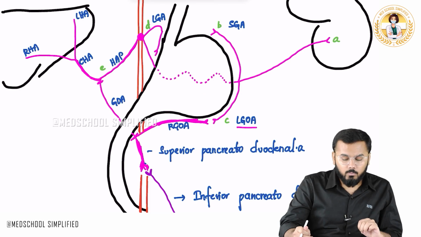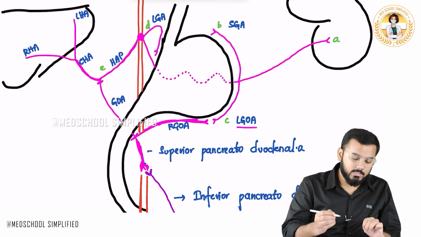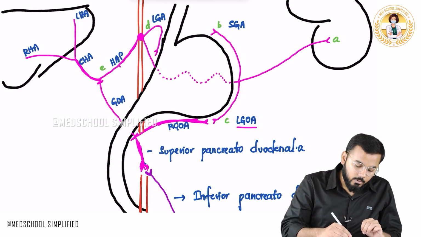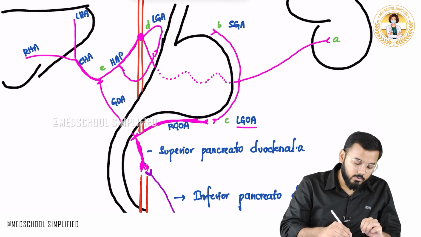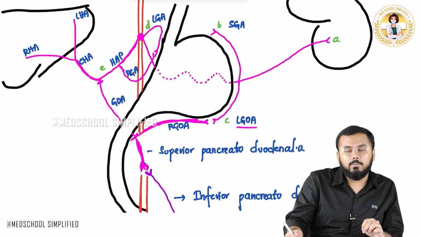Right. Here is one more important branch you have to observe. What is that? From this hepatic artery proper, you have got a branch that is anastomosing with the left gastric artery. So this will become what? This will become your right gastric artery. This is called your right gastric artery.